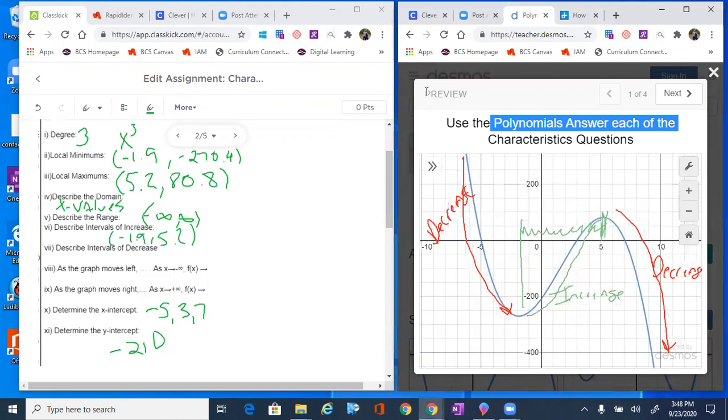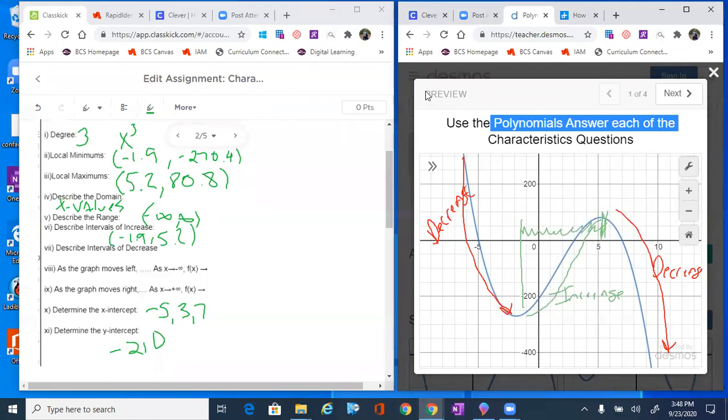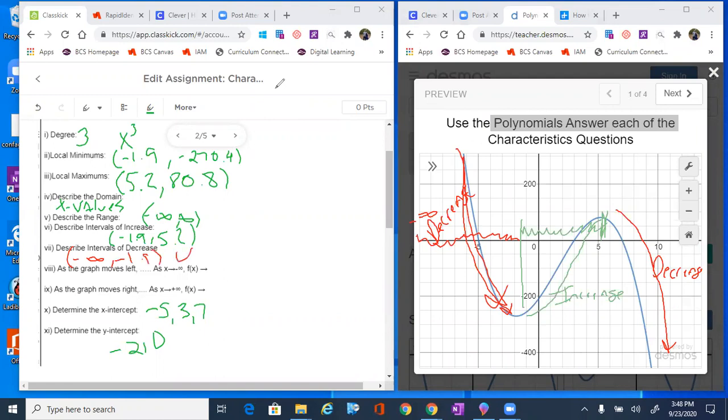Well, it's decreasing from here out. So it's coming down this way, right? Well, so it's decreasing from negative infinity on the x, negative infinity is down here, all the way until we get to this local minimum. We said that local minimum was negative 1.9. And then we just put another statement, or we pick it back up for a decrease at 5.2, which is right here, right? And then it decreases until we get all the way out to infinity, okay?